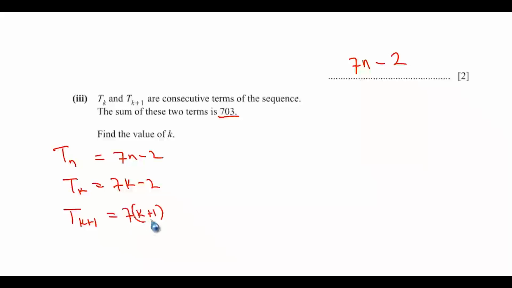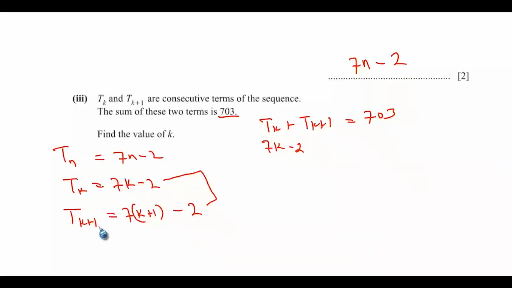So this represents or replaces the n. Then minus 2. So this is what you have here. When you add these two together, you should get 703 according to the statement. So tk plus 1 should be equals to 703, and the tk is 7k minus 2.